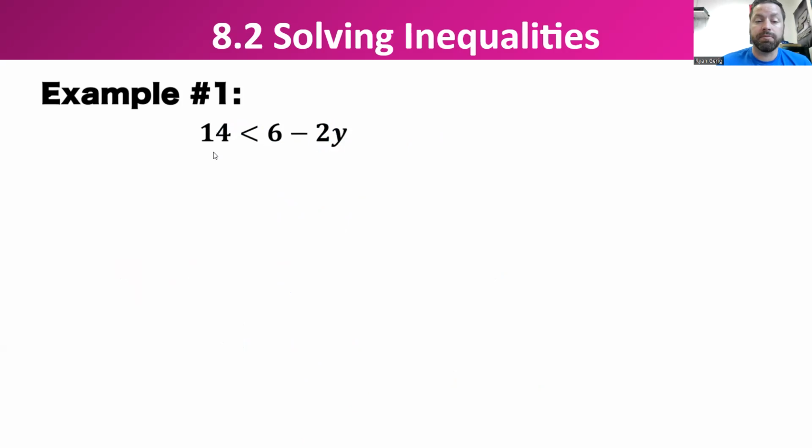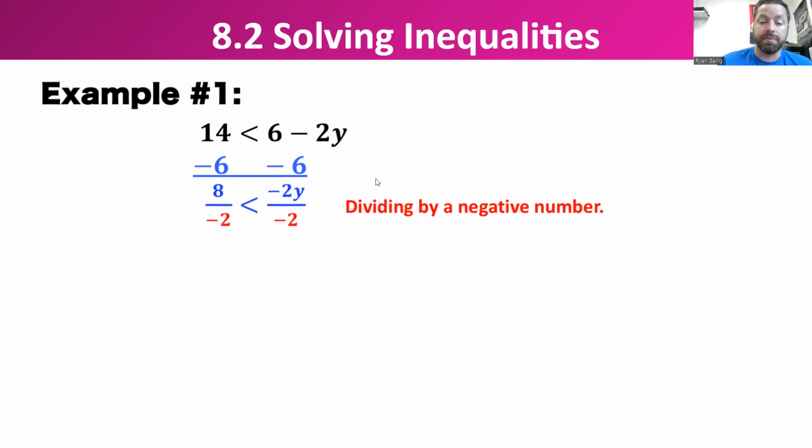So let's look at an example. This looks a lot like the equations that we've solved, except instead of an equal sign, we've got an inequality sign. You treat them almost the same way. I want to move that 6 by subtracting 6 from both sides, leaving me 8 on the left, less than negative 2y. Now I'm going to divide both sides by negative 2. But there it is. We divided by a negative number. What does that mean? We need to flip the sign. So I do that. 8 divided by negative 2 is negative 4. The negative 2's cancel, and I'm left with y on the right.